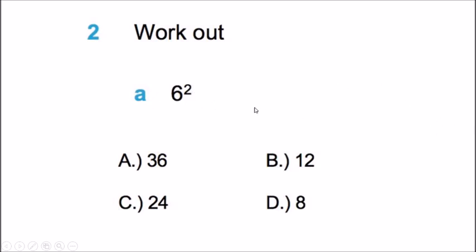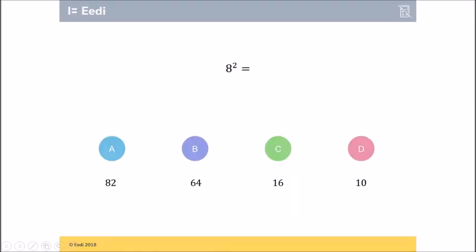Okay, so this notation, 6 with a little 2 on top, so 6 squared, means 6 times it by itself. So two 6's times together, and that is 36. Okay, next question. 8 with a little 2 on top, so we say that means 8 squared, or 8 to the power of 2. So this means 8 multiplied by 8, so two 8's times together, that gives me 64. So B is my answer.